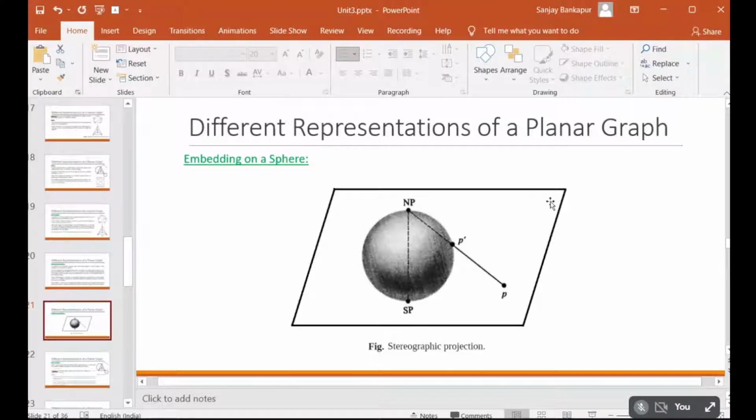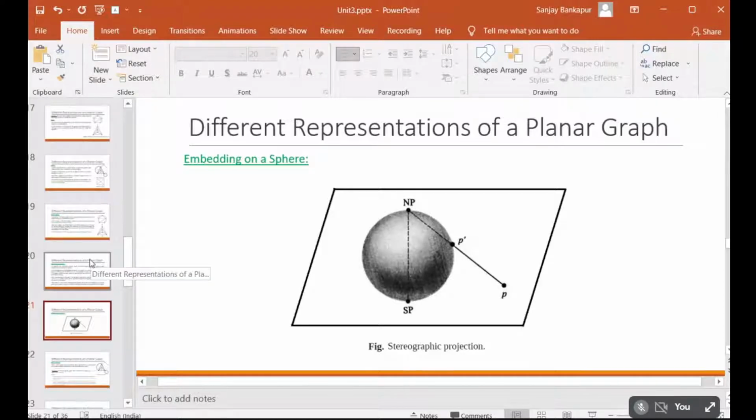So for embedding on a sphere, before representing any graph on a plane, first the sphere will be kept on a plane and then the graph will be embedded on the sphere. That's the idea here.